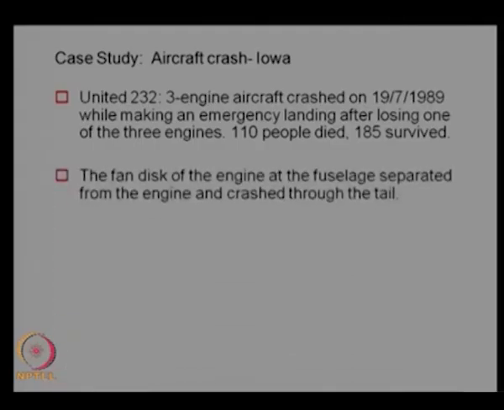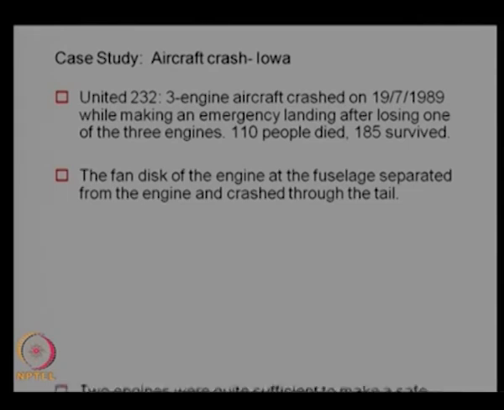As I mentioned, it was a 3-engine aircraft, and even if 1 engine or 2 engines fail, it is possible to bring the aircraft to a safe landing. The pilots are trained to overcome these failures in the system, and there is sufficient fault tolerance in the system to overcome such emergencies. What actually happened here was the fan disc of the engine at the fuselage separated from the engine and crashed through the tail. That was the immediate cause of the failure. The fan disc of the engine separated and crashed through the tail of the aircraft.